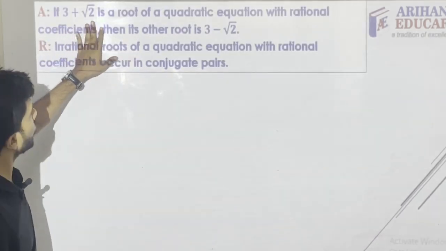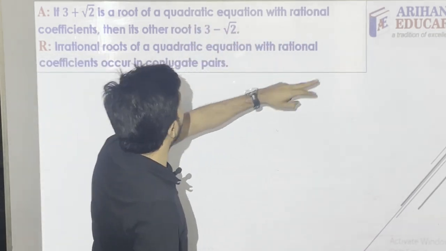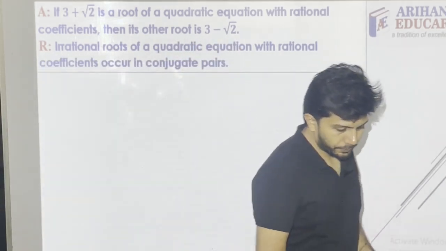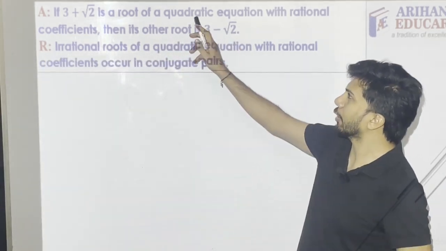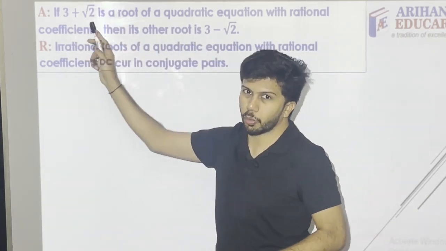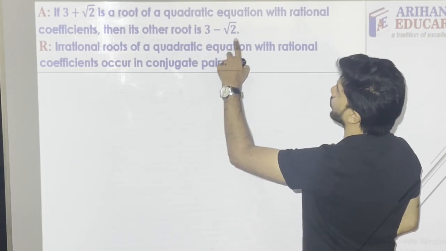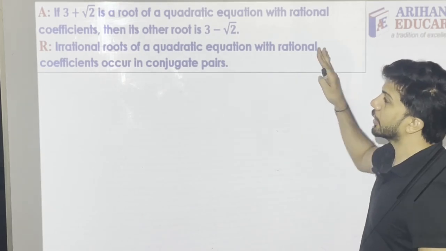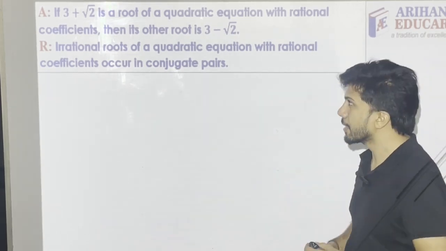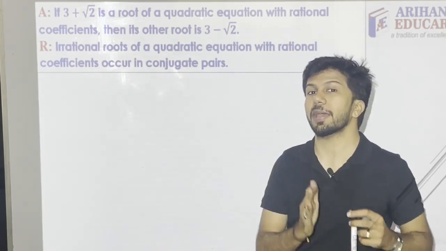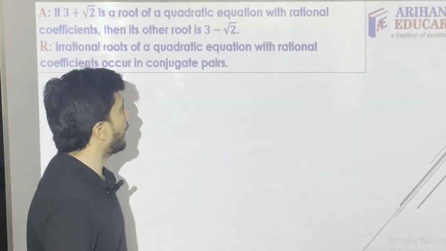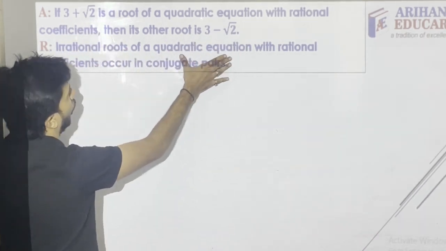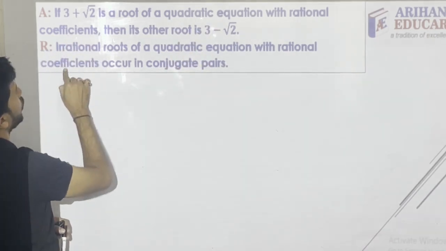Let's see the first question that we have over here. If 3 plus root 2 is a root of a quadratic equation with rational coefficients, then its other root is 3 minus root 2. This is the assertion. The reason: irrational roots of a quadratic equation with rational coefficients occur in conjugate pairs. You understand the word conjugate, right? If the first is a plus b, the second has to be a minus b.